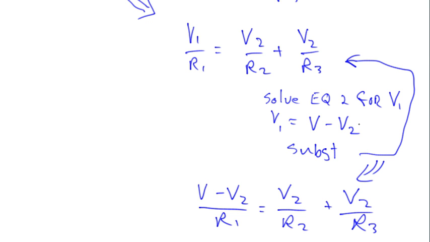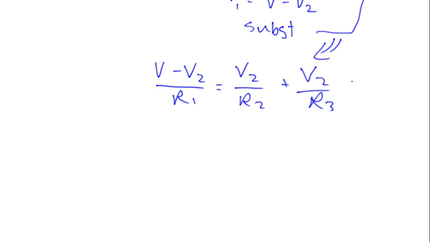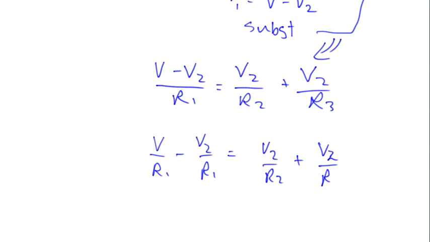Now let's see if we can get all the V2s on one side of the equation. I'm going to add V2 over R1 to both sides. Well, let's go ahead and divide that R1 into each of these. V over R1 minus V2 over R1 equals V2 over R2 plus V2 over R3.